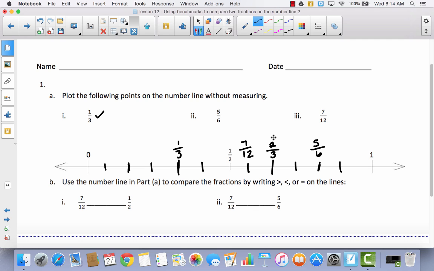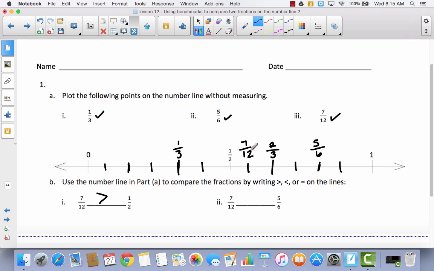So notice I did label 2/3. That's the only one I labeled on here that's not up here. So I labeled 5/6 and I labeled 7/12. Now we're going to use the number line to compare the fractions. So I've got 7/12 and I'm comparing it to 1/2. Well, since 7/12 is closer to 1 than 1/2, that means that 7/12 is greater than 1/2.